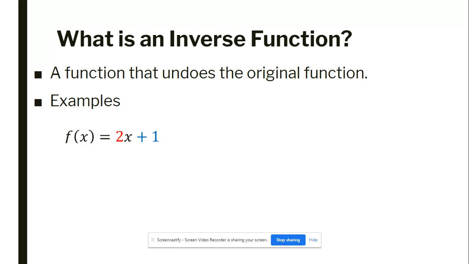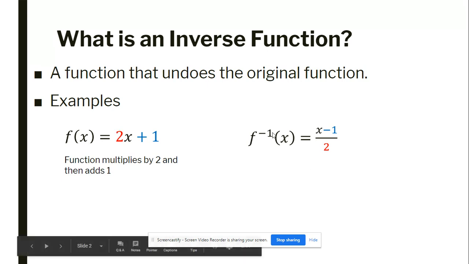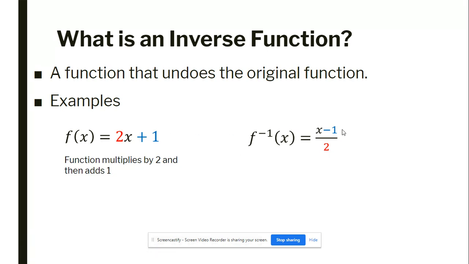If I started with a function, f of x is equal to 2x plus 1, in that function, the input is multiplied by 2, and then we add 1. Well, in the inverse of that function, we subtract 1 and then divide by 2. So everything that was done in the original function is undone with the inverse operation. We had multiplication and now we have division. We had addition and now we have subtraction. So you're going to be looking for that as a good eyeball test if you really want to know whether or not you did your work right.